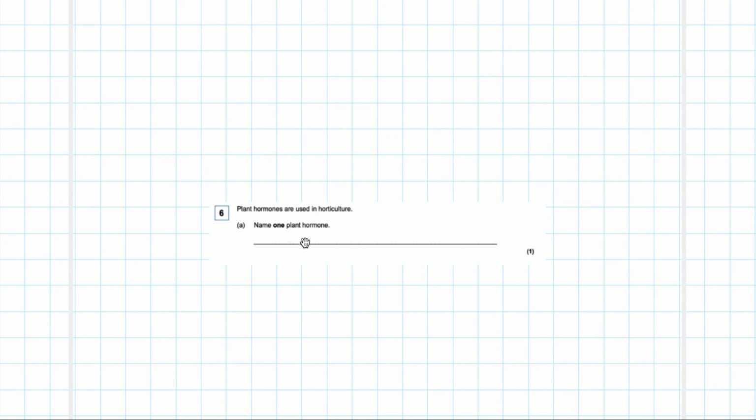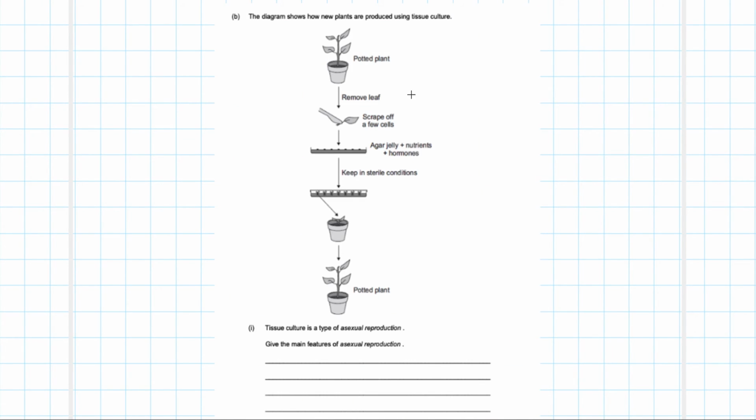Part 6a, plant hormones are used in horticulture. Name one plant hormone. The obvious one that we should use is auxin, but you can use gibberellin, etc. as an alternative one, but auxin is the main one that we should use. The diagram shows how new plants are produced using tissue culture. Tissue culture is a type of asexual reproduction.